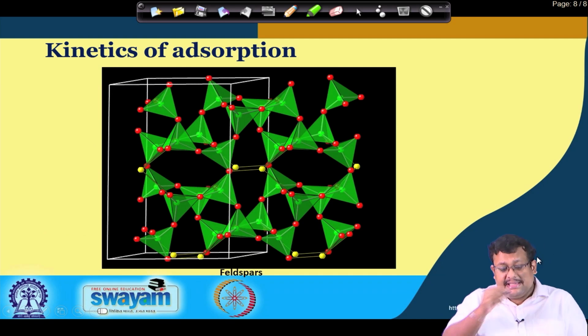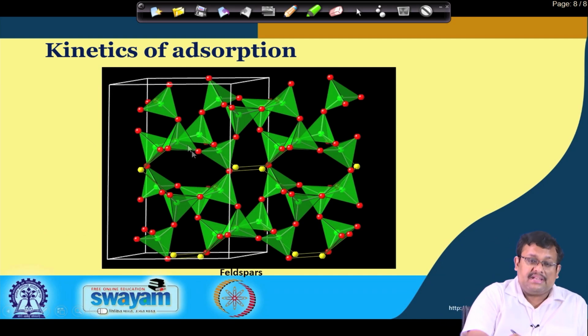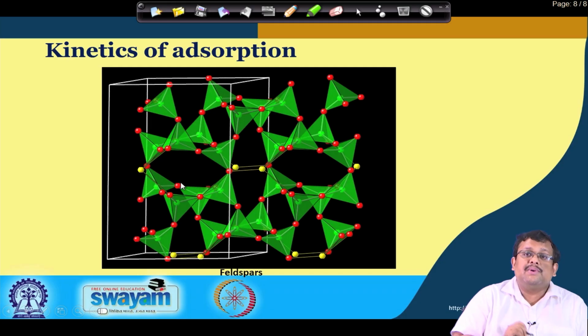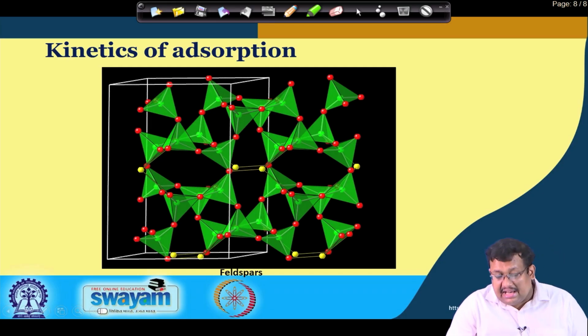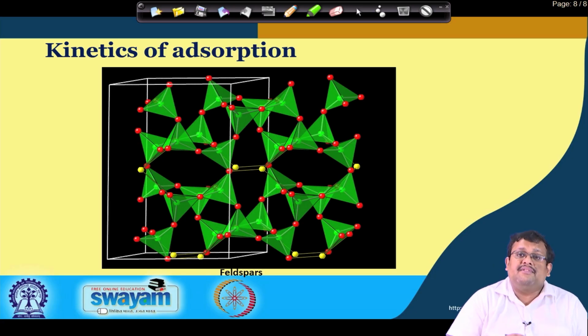So, this is the feldspar structure, and you can see there are some holes where these cations can reside. So, this is also a site for cationic species.